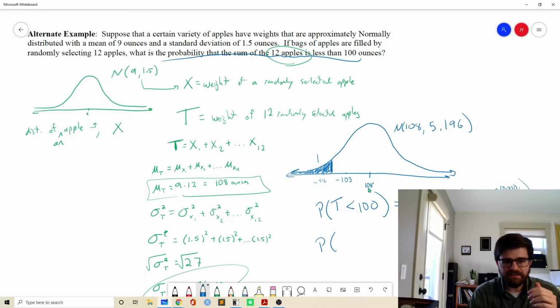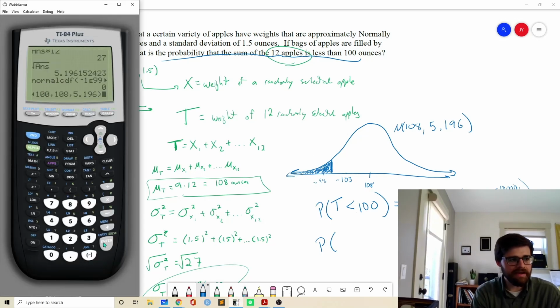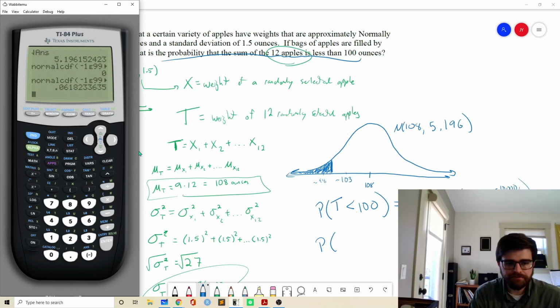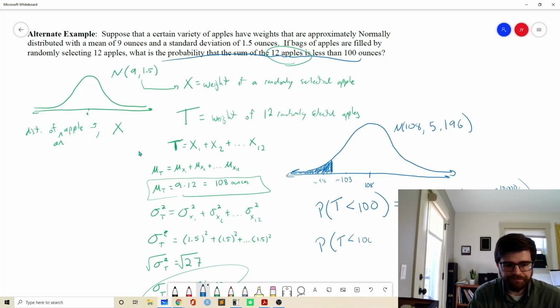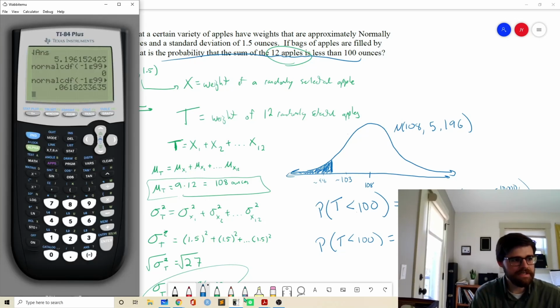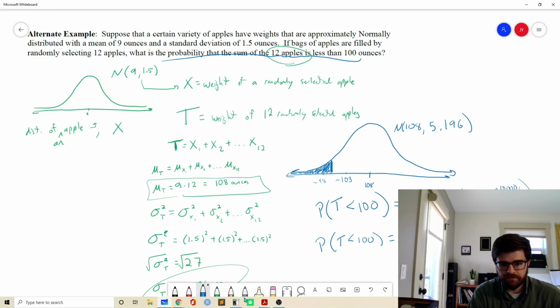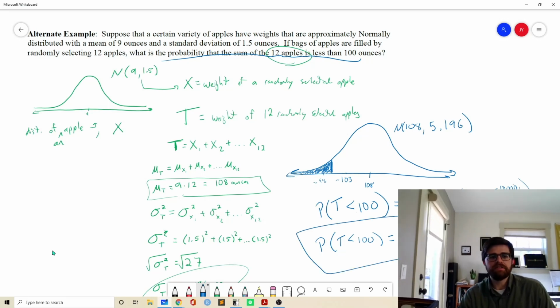But I looked at this and I thought, I know my probability is going to be low, but I didn't think it was going to be so low that my calculator would just say it's 0. So I went back and checked and I found that mistake. So good lesson learned here. If you sketch it out first, that'll really help you understand if your answer makes sense. I'm just going to say I did that on purpose as a teaching method. Okay, so there's about a 6% chance that your bag of apples is going to be less than the guaranteed 100 ounces.